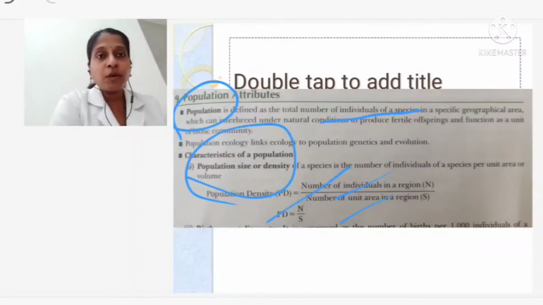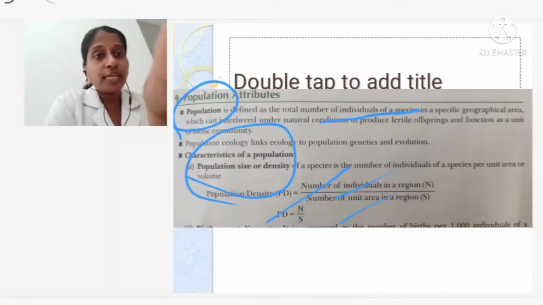So in one particular 1 kilometer area, how many individuals are there? That is what we call population density, or we call it population size. So population is the total number of individuals, and when you move into the characteristics of population, the first characteristic is population size.